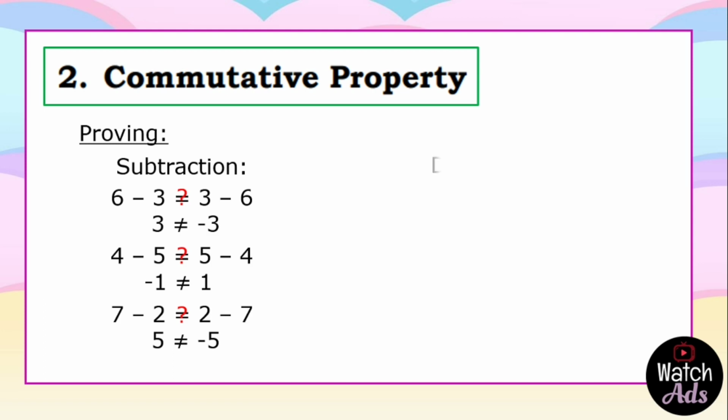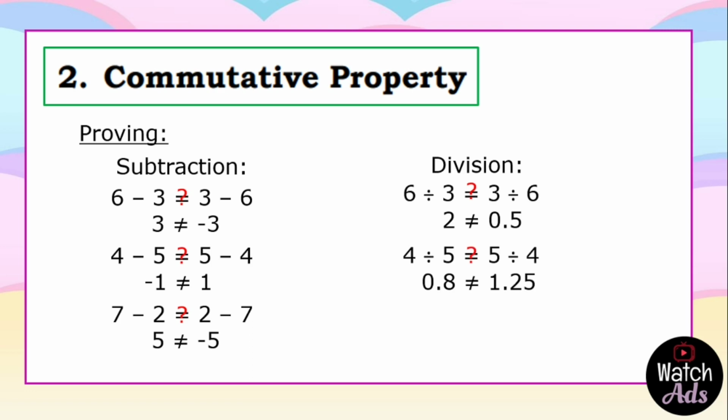Now let's try it in division. 6 divided by 3 is equal to 3 divided by 6. 6 divided by 3 gives us 2, and 3 divided by 6 gives us 5/10. Now that is not equal. 4 divided by 5 is equal to 5 divided by 4. 4 divided by 5 gives us 8/10, and 5 divided by 4 gives us 1 and 25/100, and that is not equal.